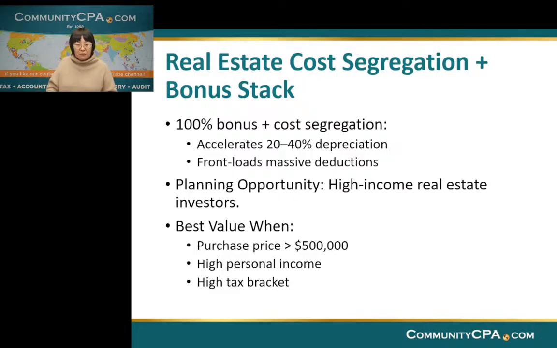All right. Real estate cost segregation and bonus stacking. 100% bonus plus cost segregation should help you. And the best value is a purchase price of 500,000 and high personal income, high tax bracket, and then you will generate the best value if you could do accelerated depreciation between 20 to 40%.